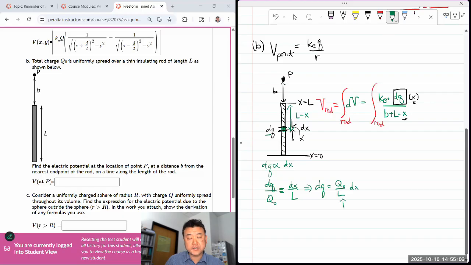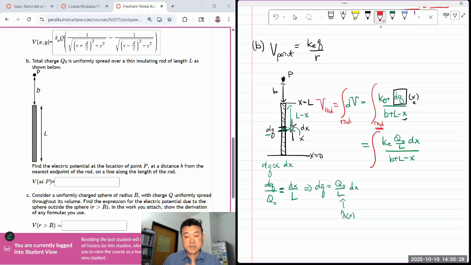You can also think of this like the linear charge density, lambda over x, which happens to be constant here. So with that substitution, what I have is Ke q naught over L dx, divided by b plus L minus x. Now I can be more specific about what integrating over the rod means. It means I am going from x equal to 0 to x equals L.